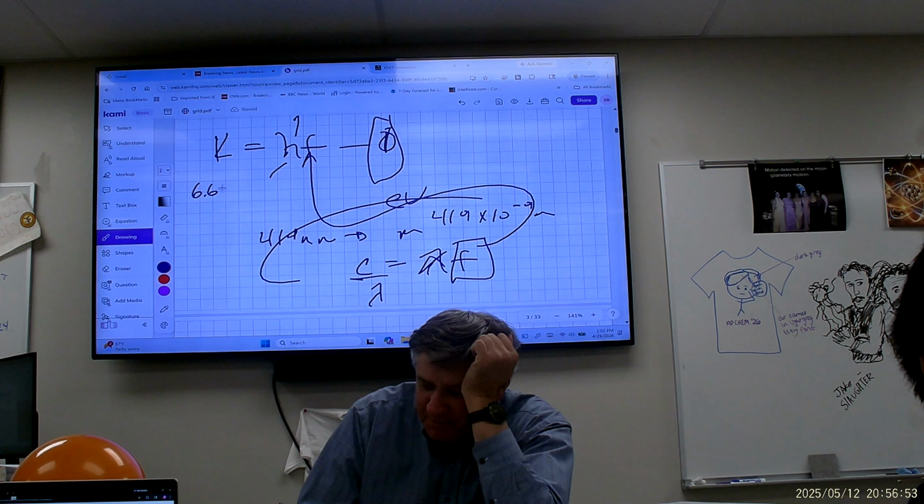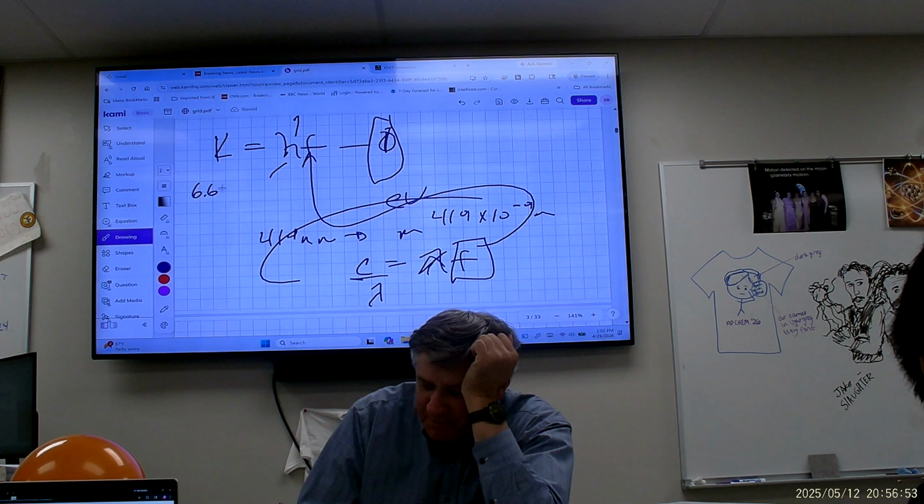Here's where you should be. So when you get to 17, all right? So here's the basic idea on 17. Calculate the stopping potential based on a work function of 2.3 and 419 nanometers.